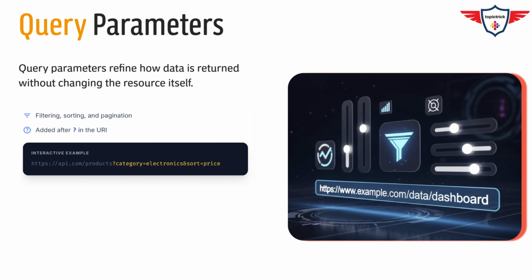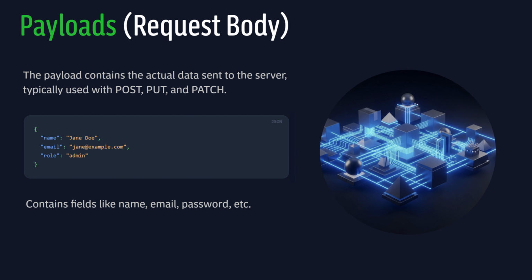Now let's talk about the payload, also known as the request body. The payload contains the actual data being sent to the server. Payloads are most commonly used with POST, PUT, and PATCH requests. For example, when creating a new user, the payload might include the user's name, email, and password. This data is usually sent in JSON format because JSON is lightweight, readable, and widely supported.